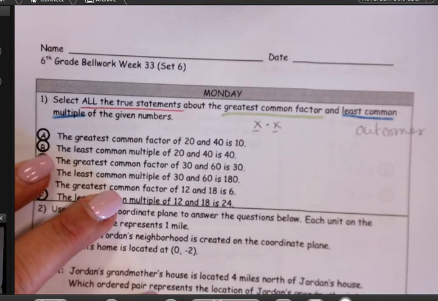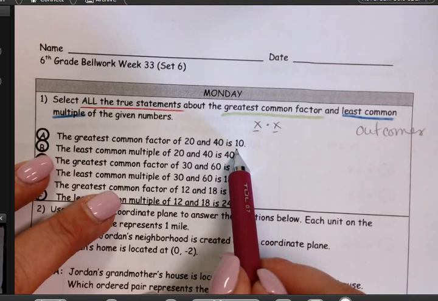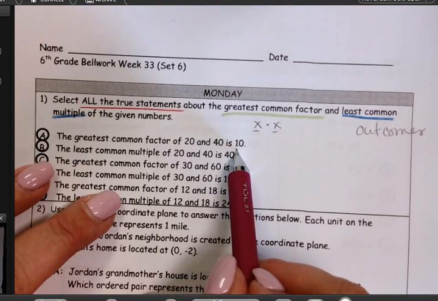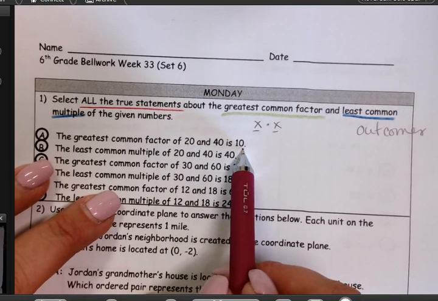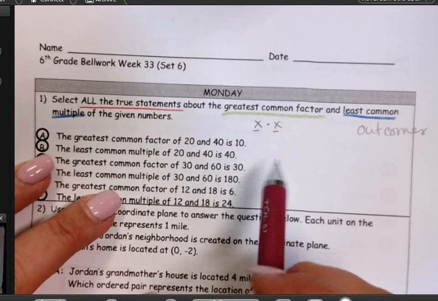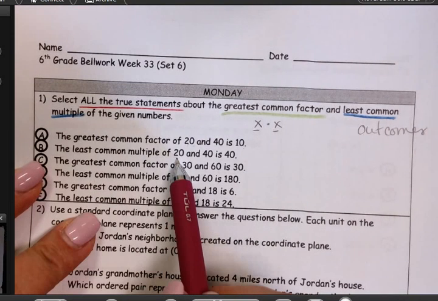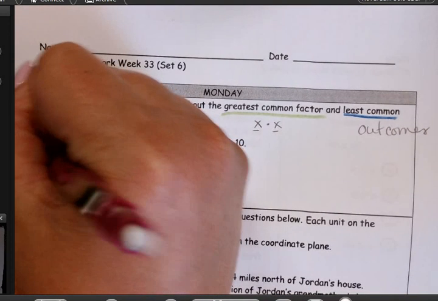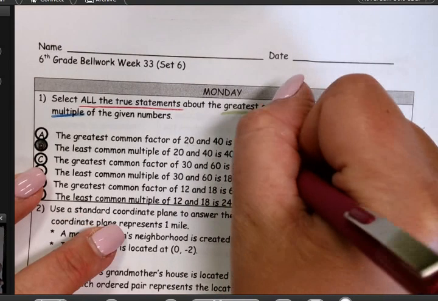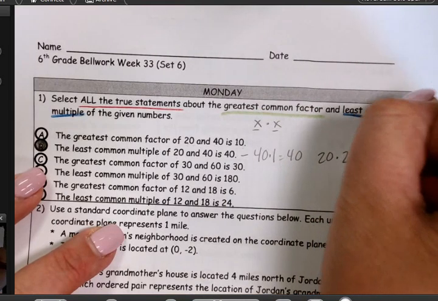So A, the greatest common factor of 20 and 40 is 10. So the largest number that makes up 20 and 40 that they have in common is 10? No, it is not. What about 20? Yes. So A is not correct. B, the least common multiple of 20 and 40 is 40. Yes. Because 40 times 1 equals 40 and 20 times 2 equals 40.